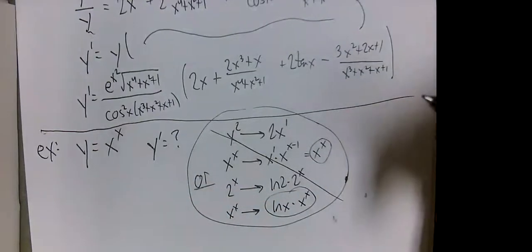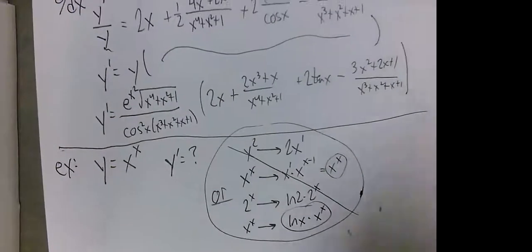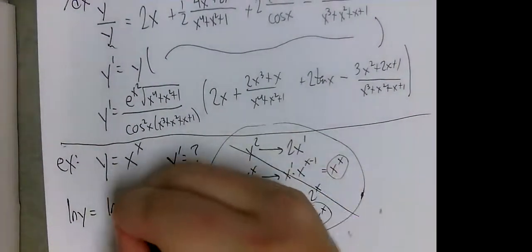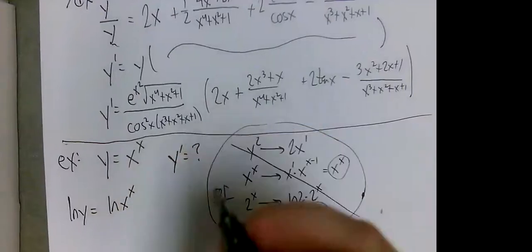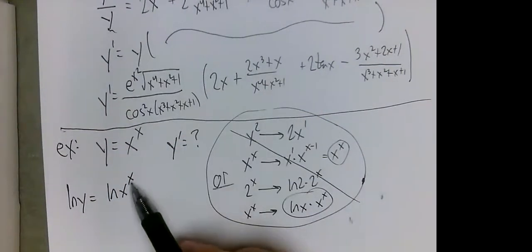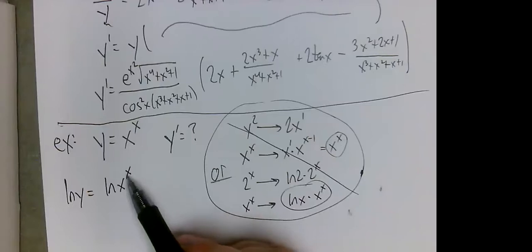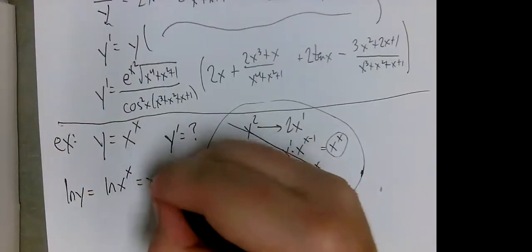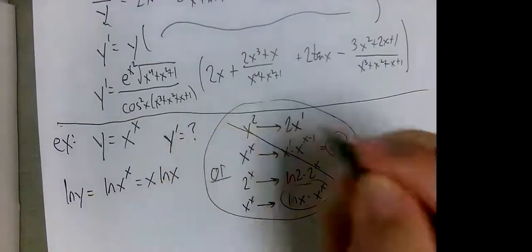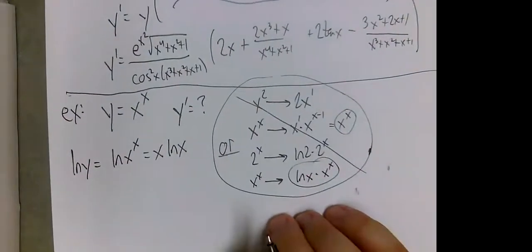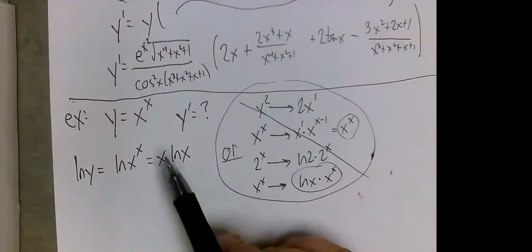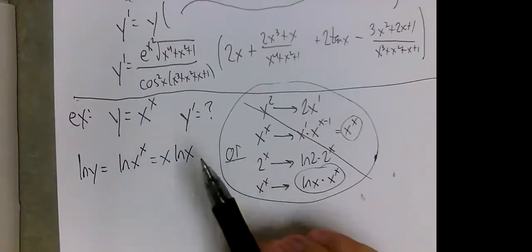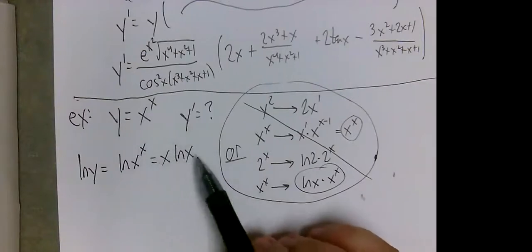We're going to use logarithmic differentiation. So I'm going to take the natural log of both sides. And the nice thing about this is that I have a power inside a log. So this power can move to the front, giving me x ln of x. Okay, now I don't know how to differentiate this, but I do know how to differentiate this using what we learned today along with the product rule.